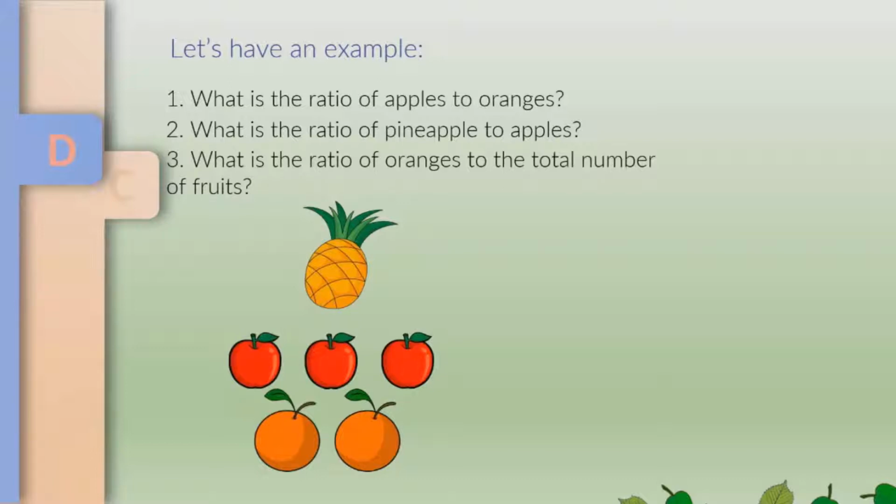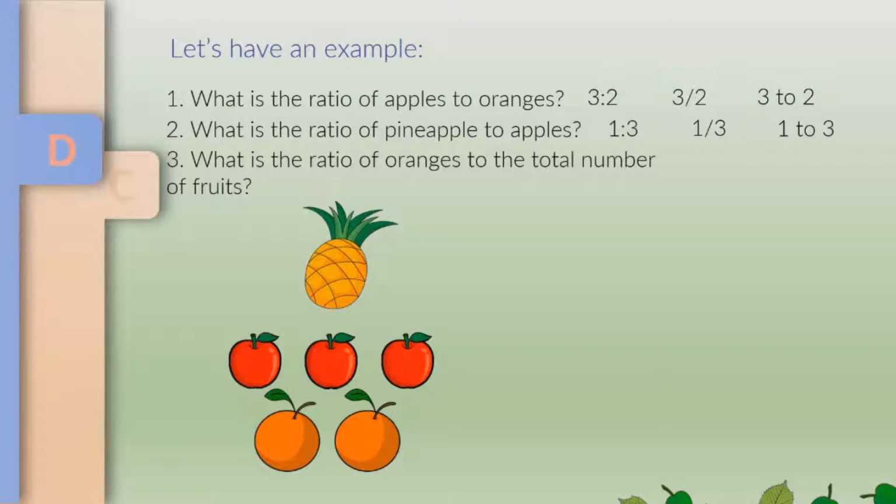Okay, let's answer number 1. We know that the number of apples is 3 and oranges is 2. So the answer will be the ratio of 3 to 2, 3 over 2, or 3:2. I hope you got the right answer. Okay, so for number 2, we know that there's only 1 pineapple and there are 3 apples. So the answer is 1 to 3, 1 over 3, or 1:3. Awesome. How about number 3?